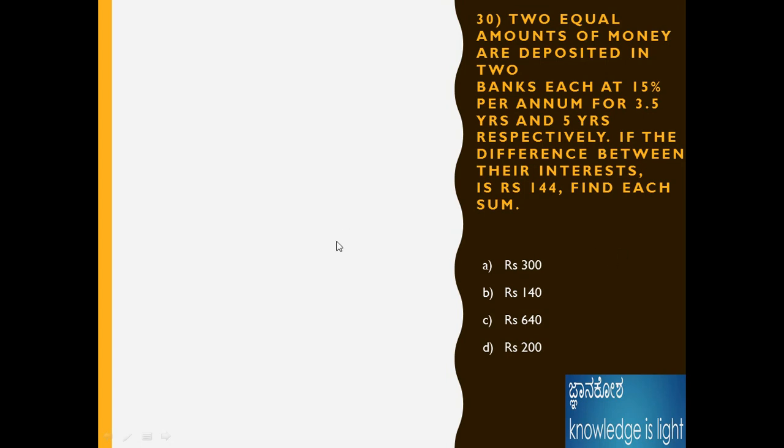Okay, the two are equivalent. This should be the same problem I already did: I2 minus I1. Okay, I will do this one. Two equal amounts of money are deposited in banks, each at 15% per annum, for 3 years. I don't know the amount here. The interest rate is 15% with respect to time 3.5.